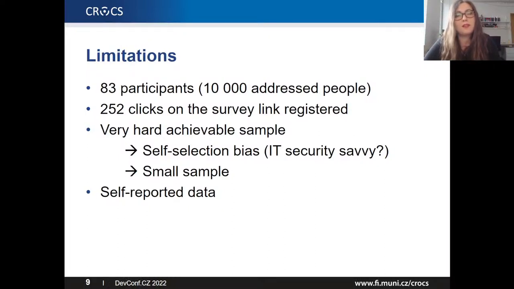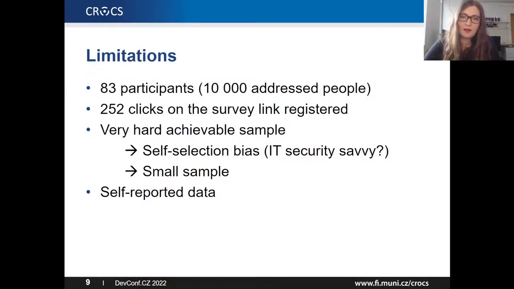Okay, we have to be careful with interpreting and generalizing our results. Why? Because we registered 252 clicks on the survey link, but we got only 87 full answers, and then 83 after cleaning. We sent the invitation to the research on a mailing list with around 10,000 recipients. So the response rate is very low. Since IT professionals are a very hard to reach sample, we have to rely on participants' willingness to take part in our study, which always brings self-selection bias.